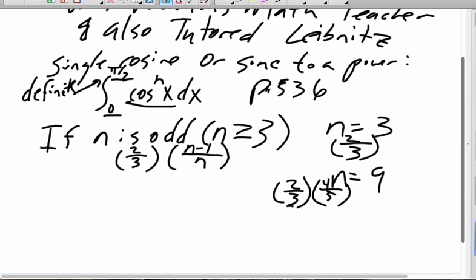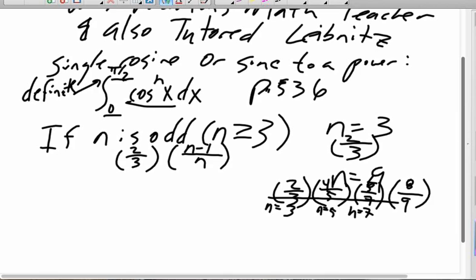So this is for n equals 3, n equals 5. n equals 7 would be 5 over 7 times, and then this is where n is 7. And then I'm going to have, not 5 over 7, 6 over 7. 8 over 9. You multiply all of these out, and you got your integral.